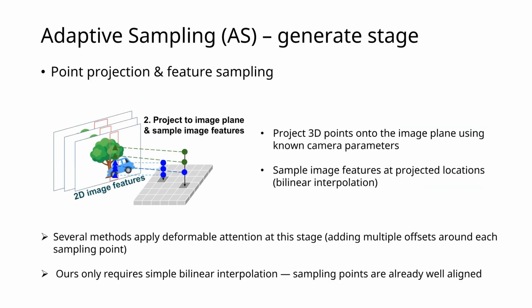Next, the generated 3D sampling points are projected onto the image, and features are sampled using bilinear interpolation. In this process, deformable attention or other iterative refinement is not required. Since the sampling points are already well aligned with object regions as described in the previous slide, a single sampling step is sufficient to provide strong signals. This design is the key factor that makes our view transformation more efficient compared to previous approaches.